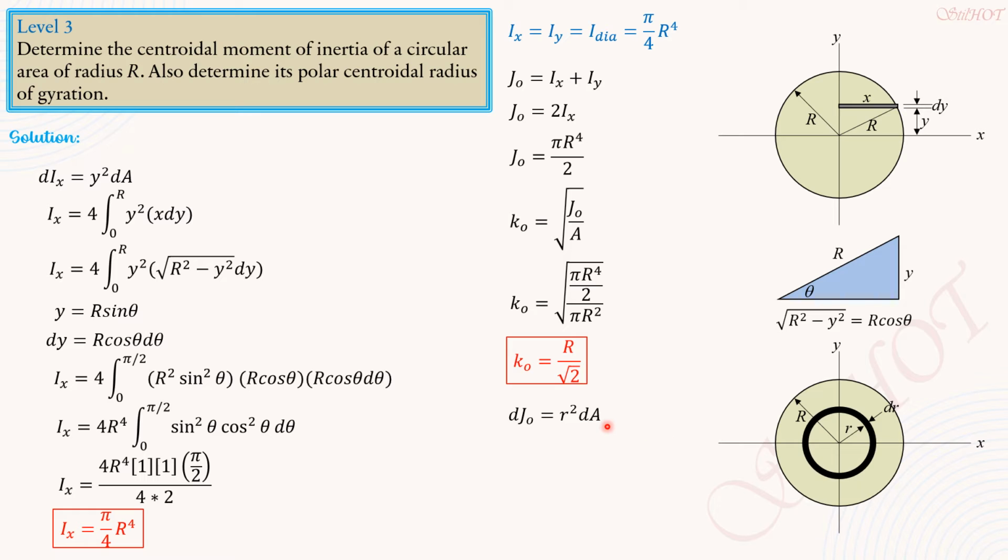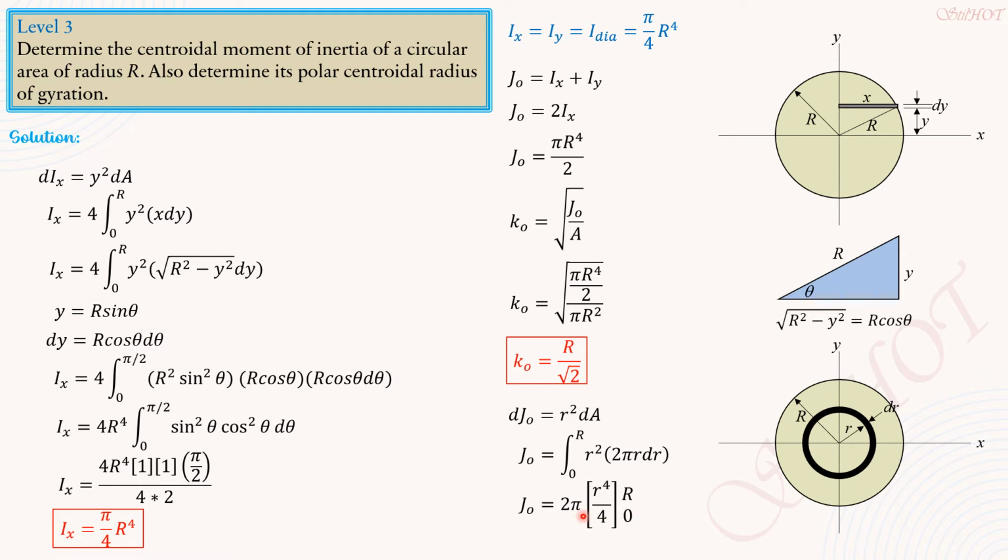So dA is 2 pi r, circumference times thickness. So J0 therefore is the integral of r squared, from 0 to r, of the differential area. Circumference: cut it out, flatten it out, 2 pi r is the length, thickness dr. So this is 2 pi, integral of r cubed dr, which is r to the fourth over 4 from 0 to r.